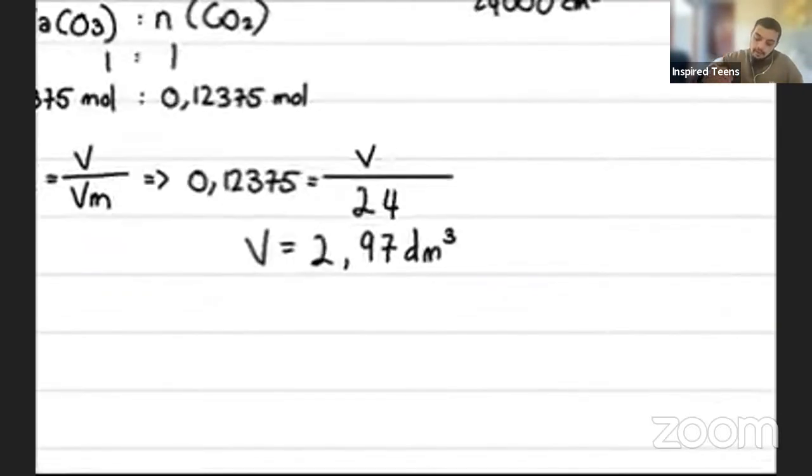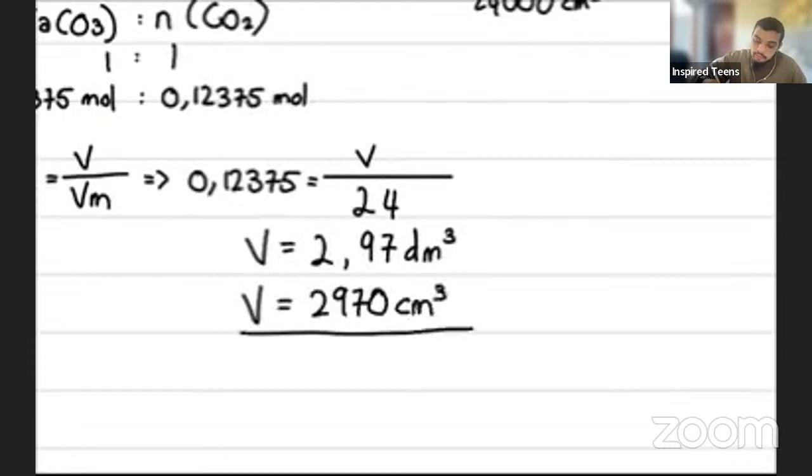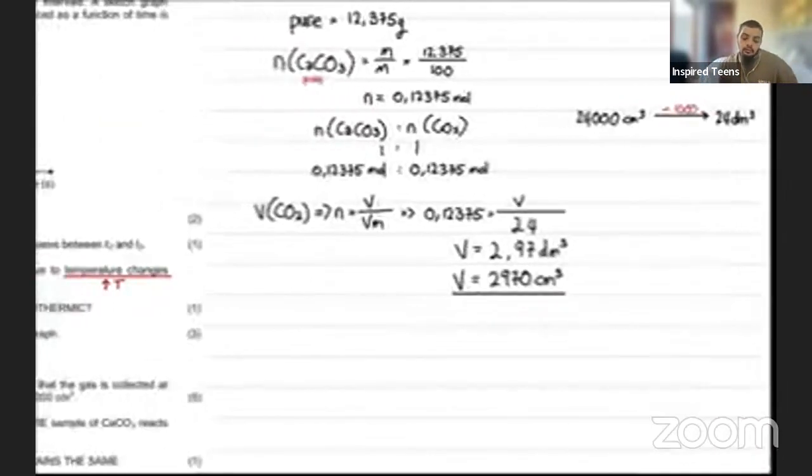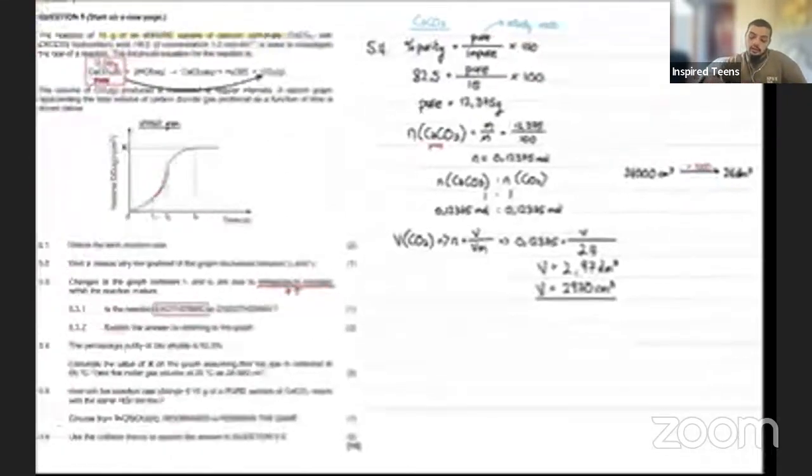Okay, yeah. So you multiply this by 1,000. So this is equal to 2,970 centimeters cubed. Okay, and that's our final answer of the volume of CO2.